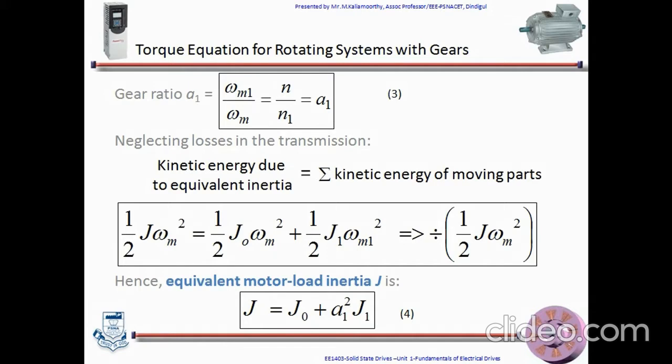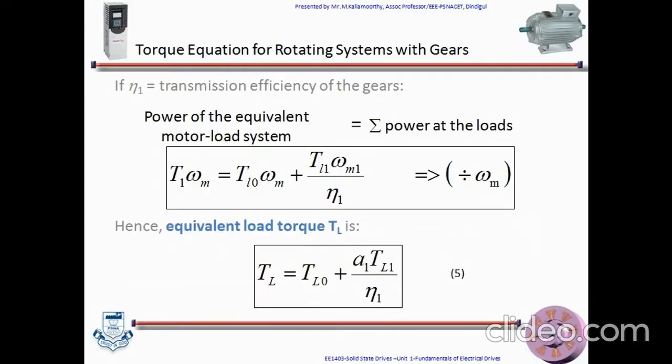If I divide that entire equation by half J omega m square, then we get the equivalent motor load inertia J, which is given by J equal to J0 plus J1 into omega m1 by omega m whole square, which is nothing but A1 square, where A1 is the gear ratio. Let eta 1 be the transmission efficiency of the gears.